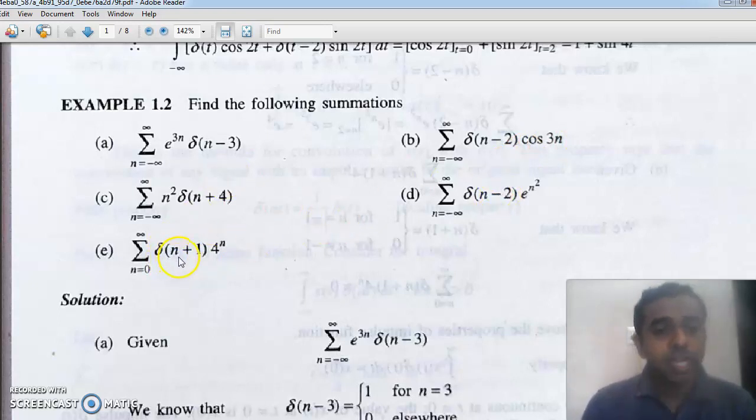What is the last one? The whole summation reduces to a value 1 at n is equal to minus 1. So what is the value? 4 raised to minus 1 is the value of this entire summation.